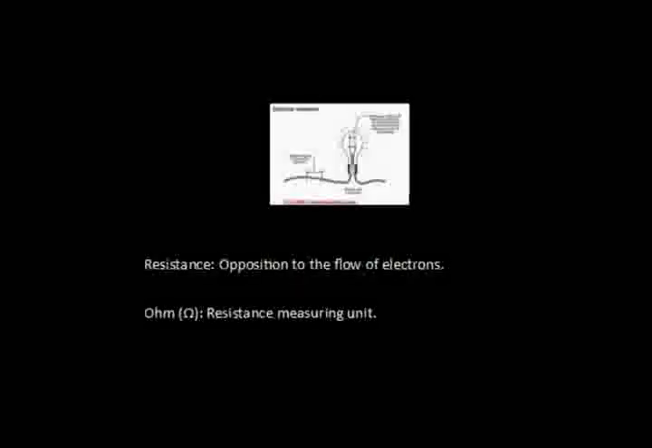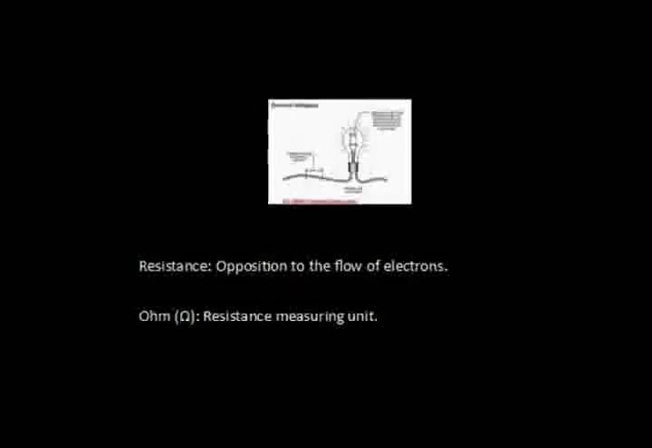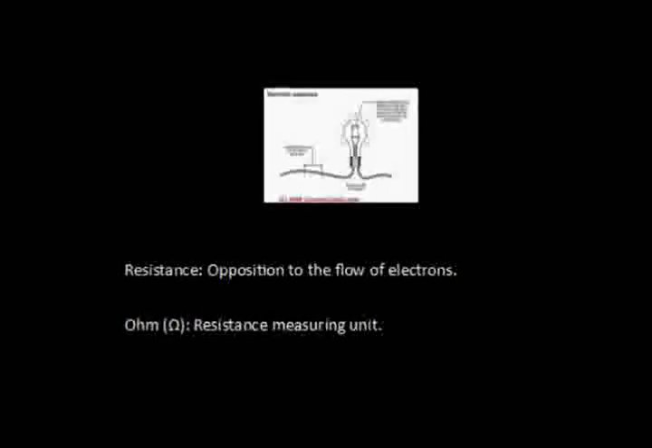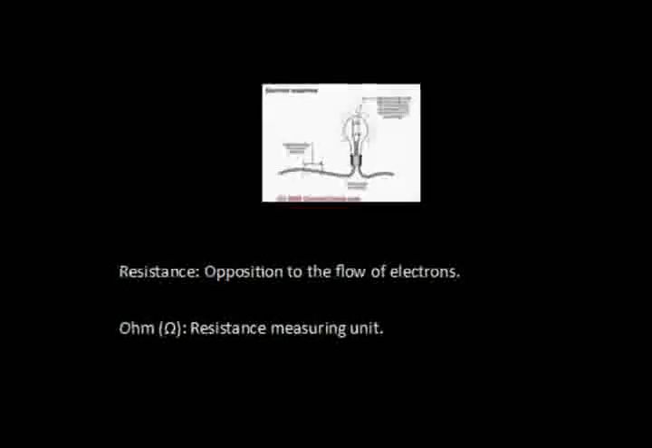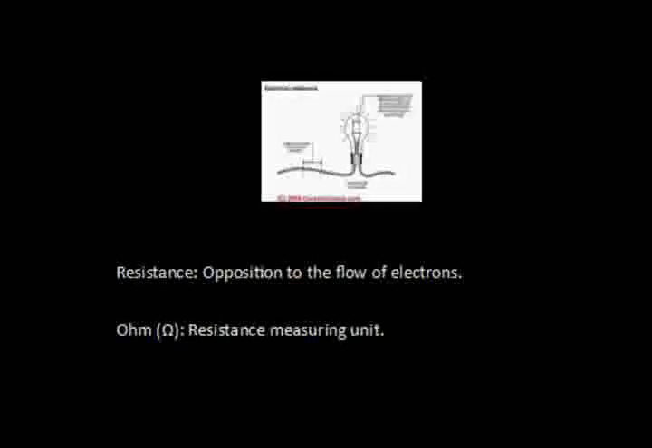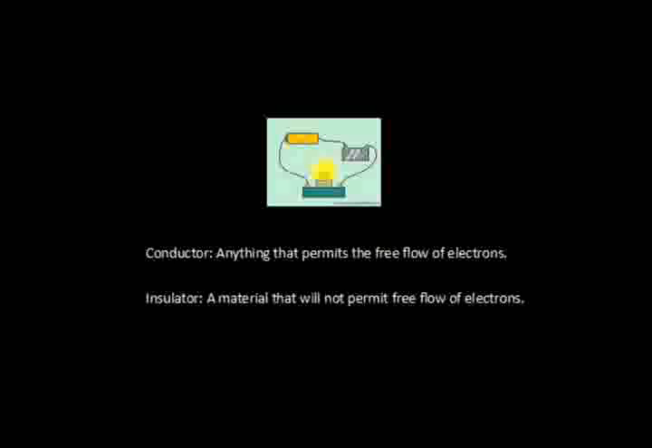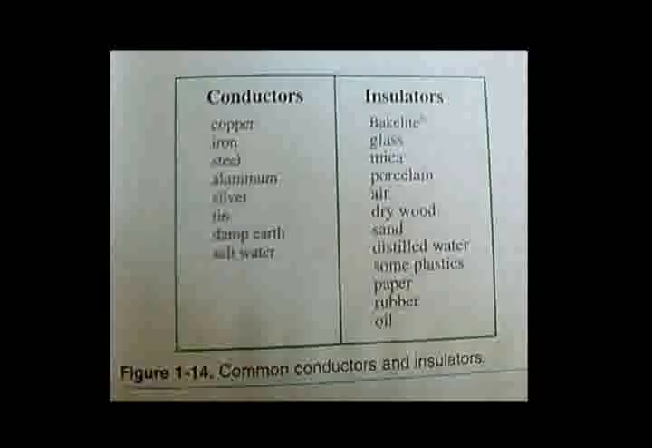Resistance. All electrical circuits have resistance. Resistance is the opposition of the flow of electrons. Resistance is measured in ohms, and the electrical symbol for ohm is the Greek letter omega. The resistance values of elements and compounds differ according to the atomic structure of the material. A good conductor of electricity is anything that permits the free flow of electrons. A poor conductor of electricity is a material that will not permit the free flow of electrons. Extremely poor conductors are referred to as insulators.